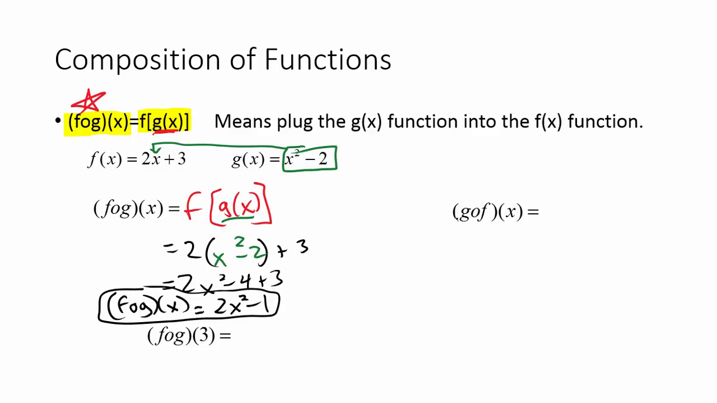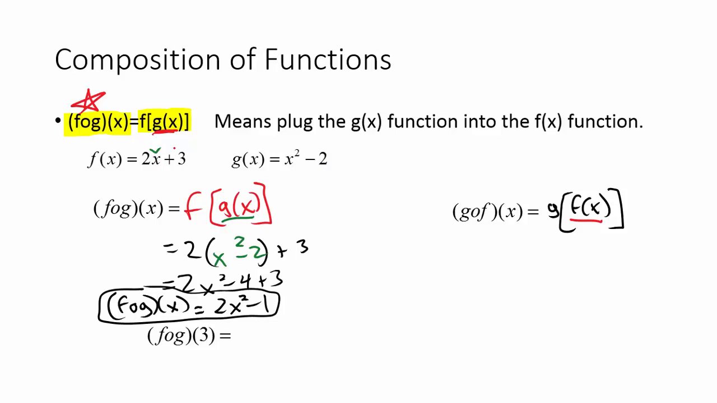Now, we could also calculate g of f of x, which now instead we would be plugging into g of x the f of x function. So sometimes it helps to write it out this way if it's not in this form. So in for g of x, whatever this f of x function is going to go in. So we're basically doing the opposite of what we did before.